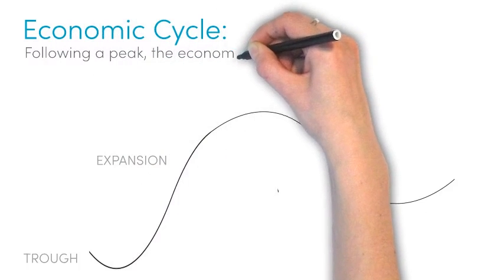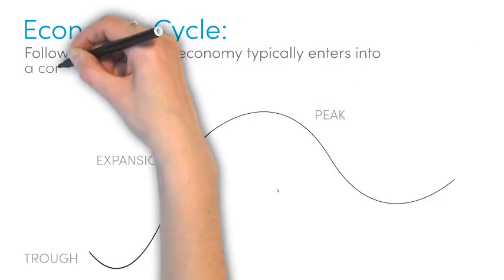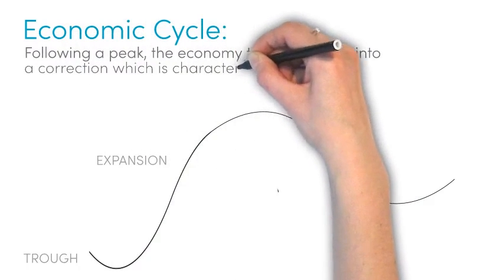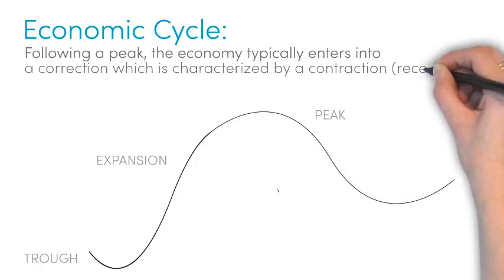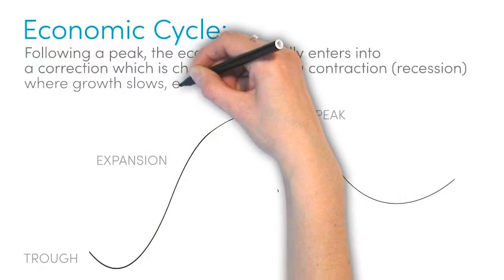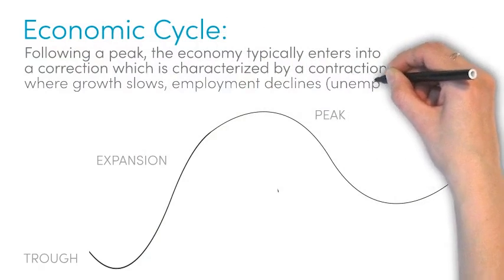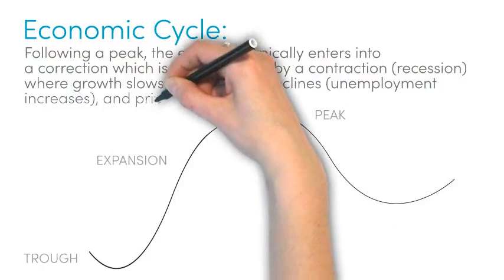Following a peak, the economy typically enters into a correction, which is characterized by a contraction or recession, where growth slows, employment declines, unemployment increases, and pricing pressures subside.